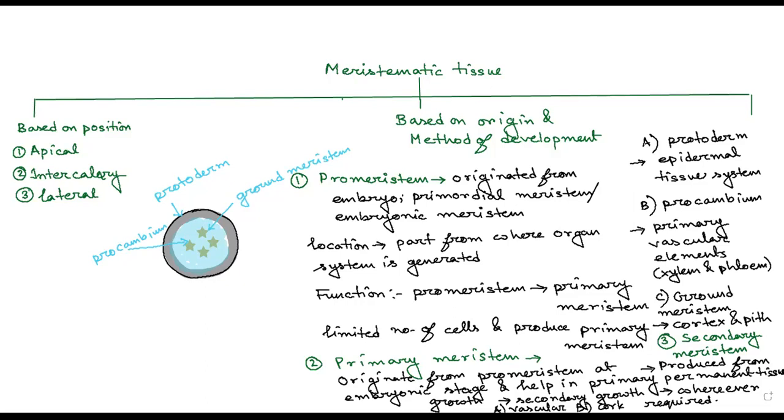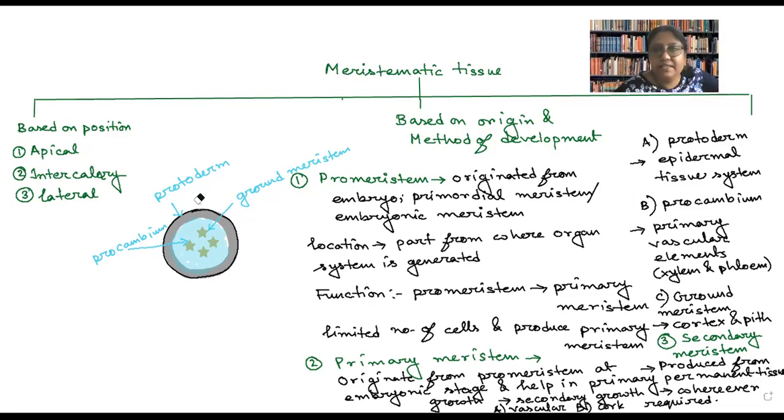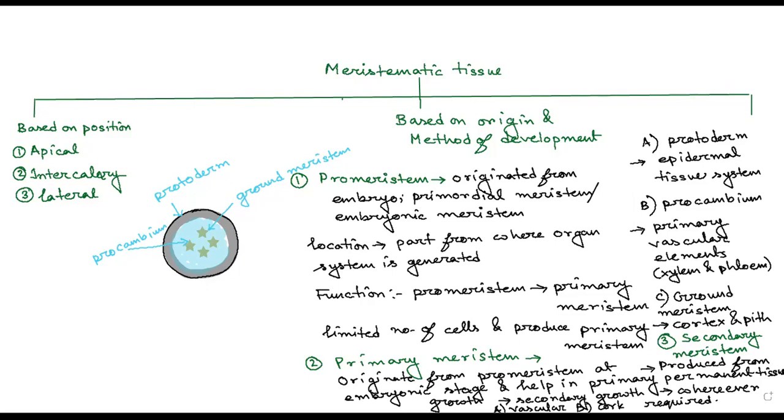Okay, so is this classification clear to all of you, beta? Take some time, look into this classification and let me know if you have any doubt. We can definitely discuss. So now we are going to clarify the difference between primary and secondary meristem. We will see the difference between primary and secondary meristem.